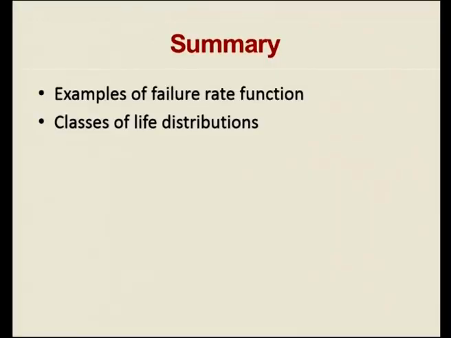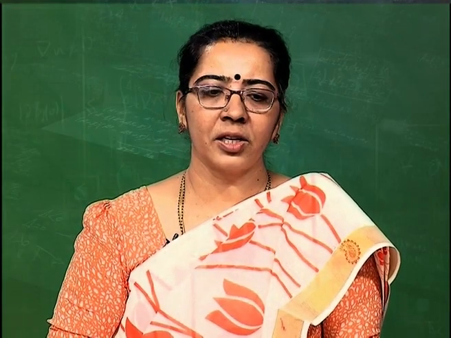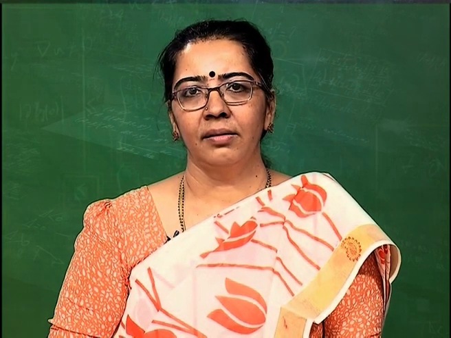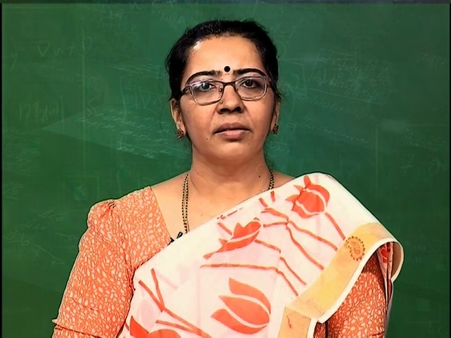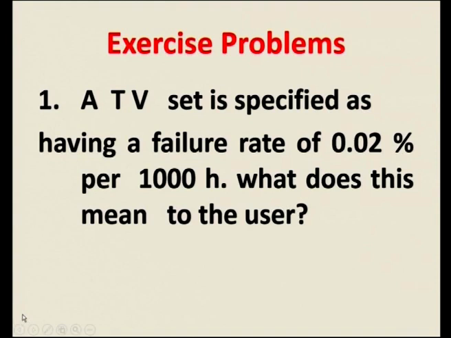At this stage, what we have looked into in this lecture is a few examples of the failure rate function or the hazard rate function, and we got started with the classes of life distributions, of which the fundamental one is the exponential random variable, which has a constant failure rate lambda, its parameter. We have a few exercise problems for you.